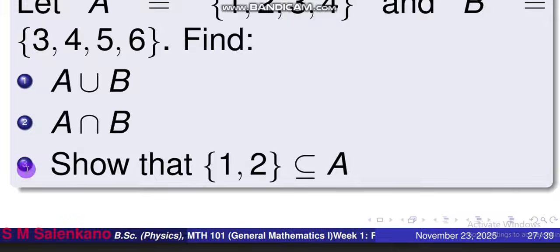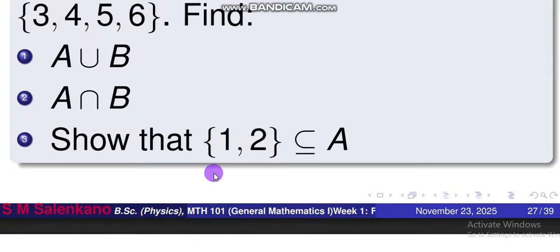And then lastly, they say we should show that this set that has 2 elements, 1 and 2, is a subset of A. Remember, when you remove this line, it becomes proper subset, right? But if you don't remove it, you put this symbol with this line, it means this set is a subset of A. Okay, we should be able to show that.